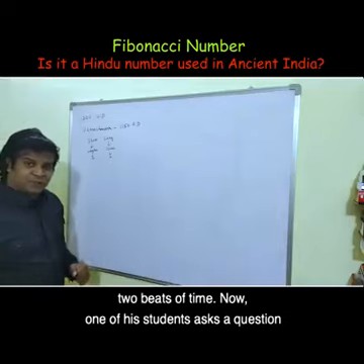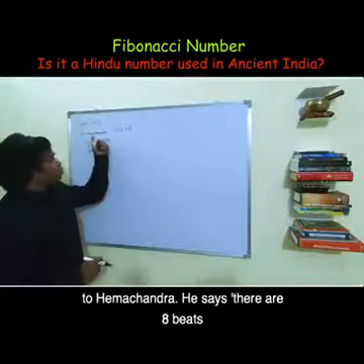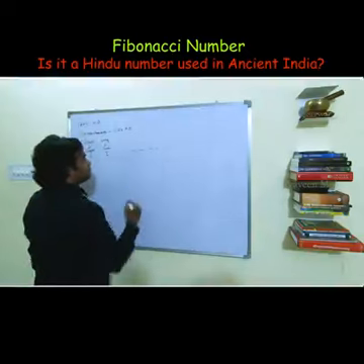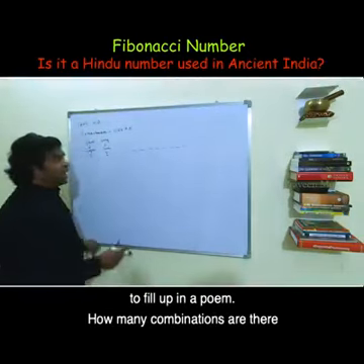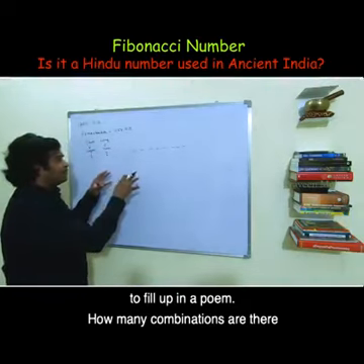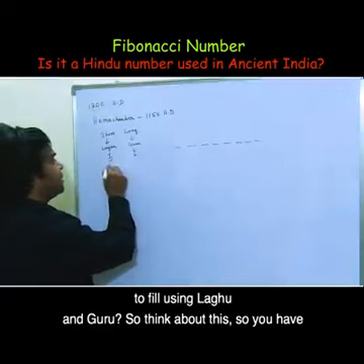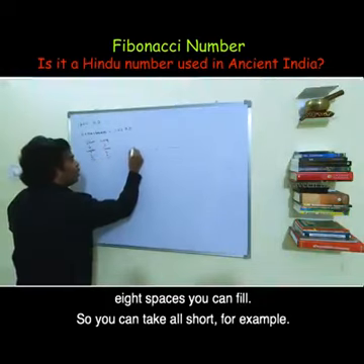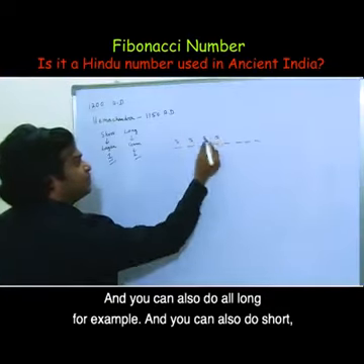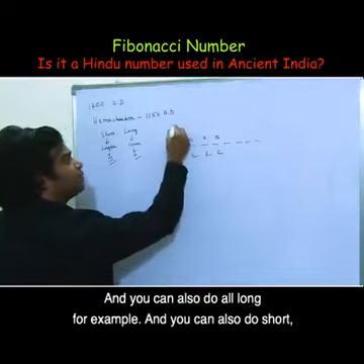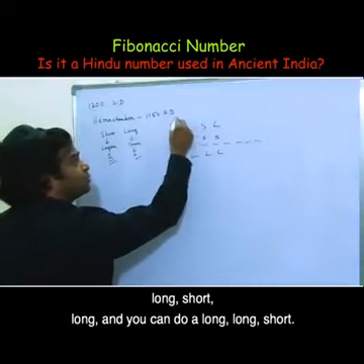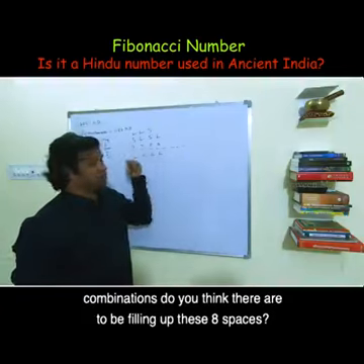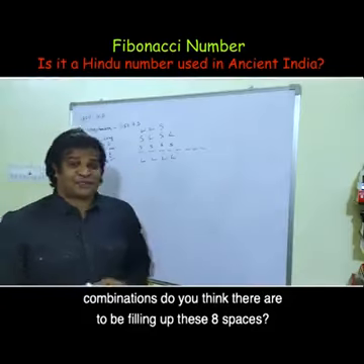Now, one of his students asks a question to Hemachandra. He says, there are 8 beats to fill up in a poem. How many combinations are there to fill using Lagu and Guru? So think about this. So you have 8 spaces you can fill. So you can take all short, for example, and you can also do all long, for example, and you can also do short, long, and you can do long, long, short. What do you think is the answer to this question? How many combinations do you think there are to be filling up these 8 spaces?